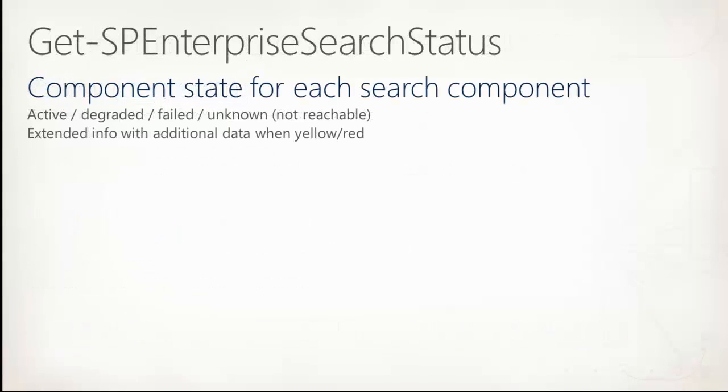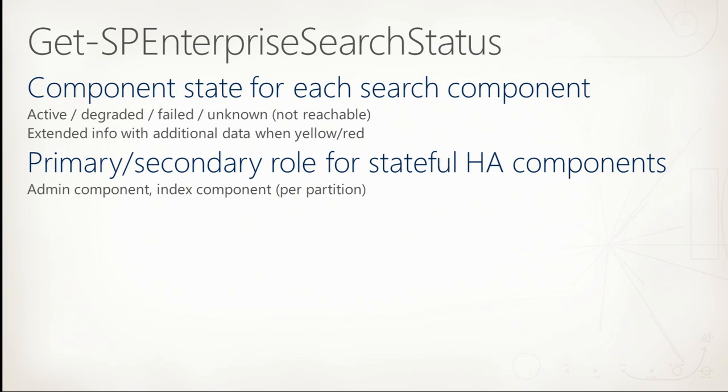So I mentioned this commandlet, Get-SPEnterpriseSearchStatus. This will be your friend, and you should use that to figure out what's going on in the system when everything is not okay. You get the basic component state, red, yellow, green. You get, if you need it, who is the primary admin, primary index component. In most cases, you don't need to know that, but in certain cases, it's nice to know.